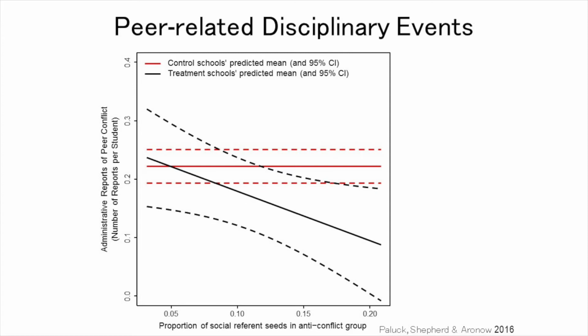So when the proportion of these influential students was larger in these groups, there were fewer peer harassment events in the schools. So this was proof of the influence at the school level, of group-level behavior change owing to harnessing these influential students in the intervention.